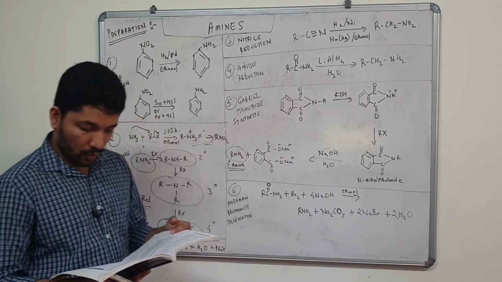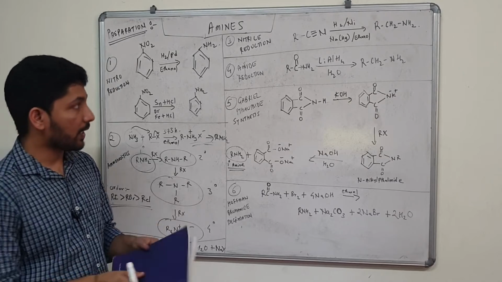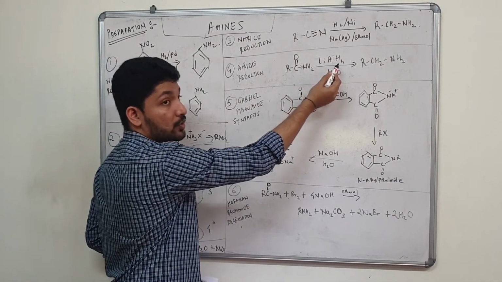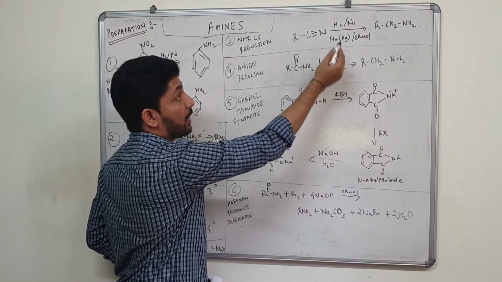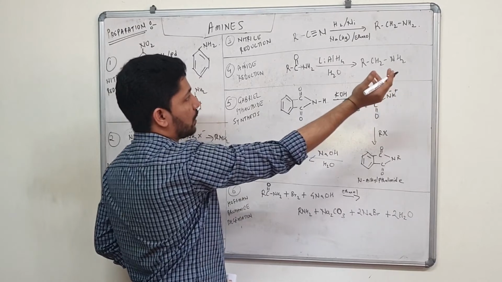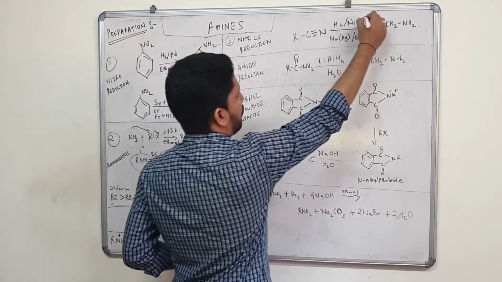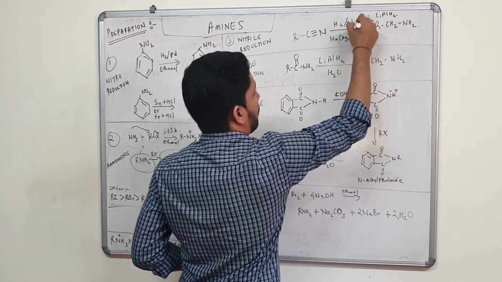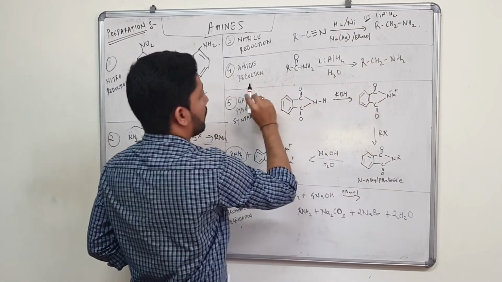So next we go to reduction of amides. Similar to nitrile reduction, amide reduction involves a reducing agent. Here it is lithium aluminum hydride. You could use lithium aluminum hydride over here also in this reaction, so that's not an issue. So I'll just write over here lithium aluminum hydride. Did you understand?